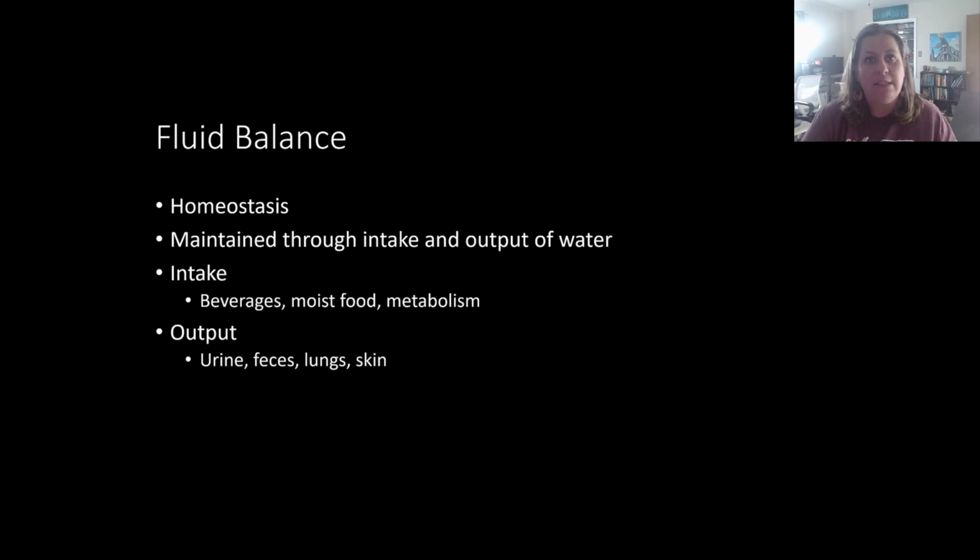All right, and so this is the idea of fluid balance. It's really important. This is why when you're dehydrated, you start to get headaches. Your body's telling you to consume more water, or your mouth will actually get really dry as well.